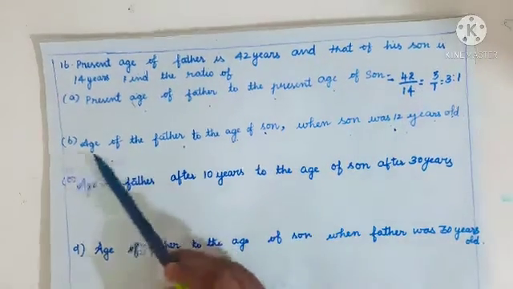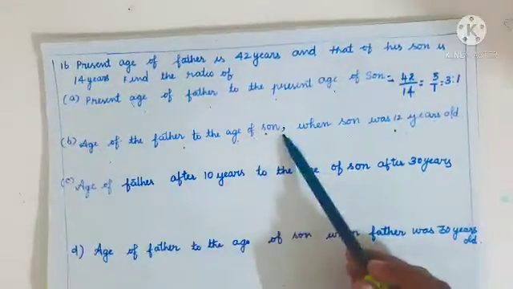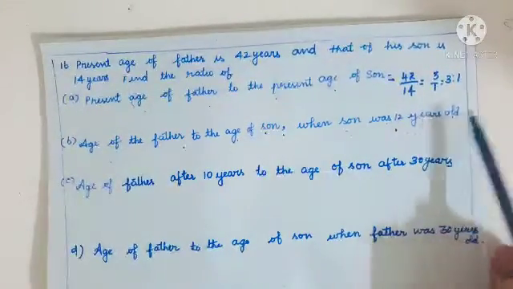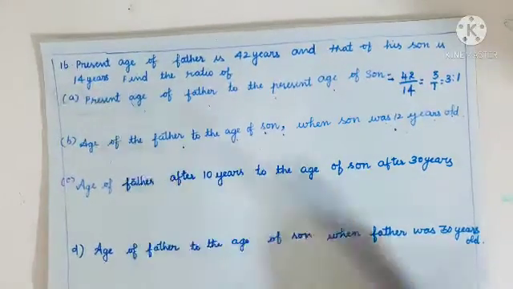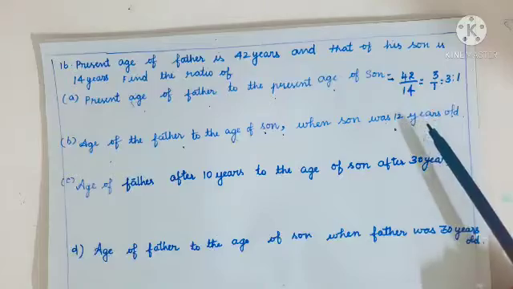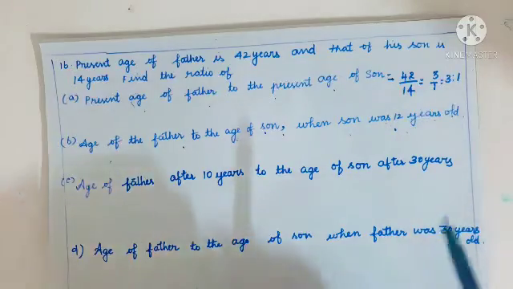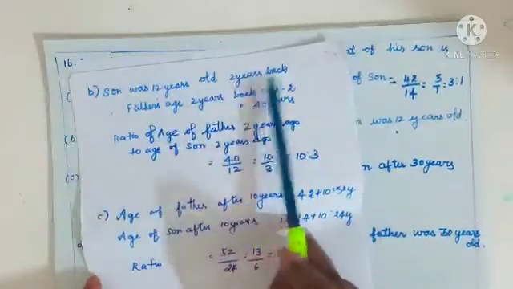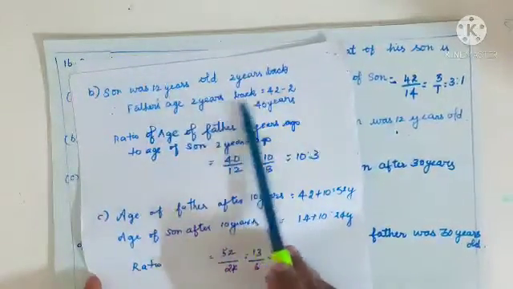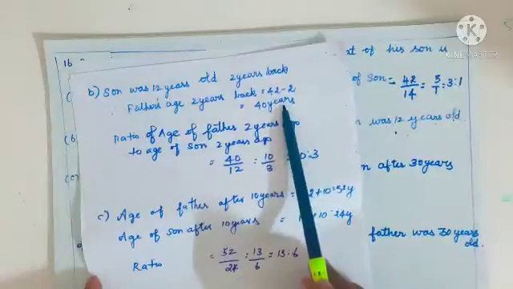Now listen to the B part. The age of the father to the age of the son when the son was 12 years old. So it means what? He is 14 years old now. 12 years old means 2 years before. So the son was 12 years old 2 years back. So the father's age 2 years back is 42 minus 2, that is 40 years.